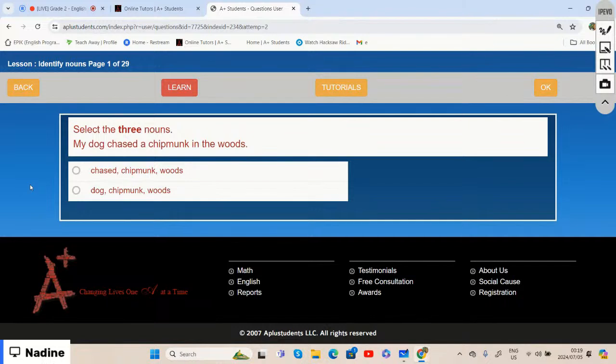And remember, a noun names a person, names a place, names an animal, or names a thing. So we need to select the three nouns within that sentence. My dog chased a chipmunk in the woods. Is it chased, chipmunk, woods or dog, chipmunk, woods?